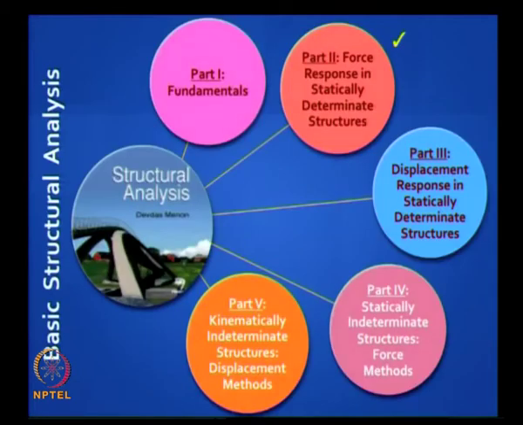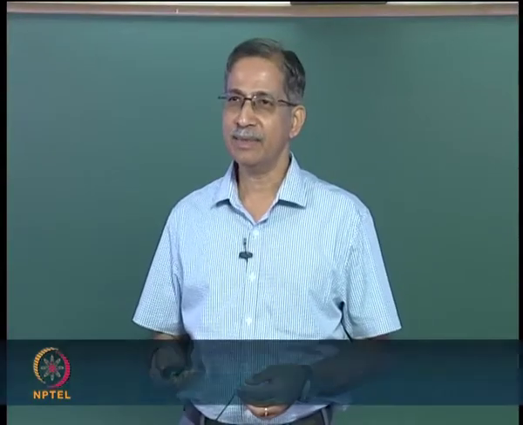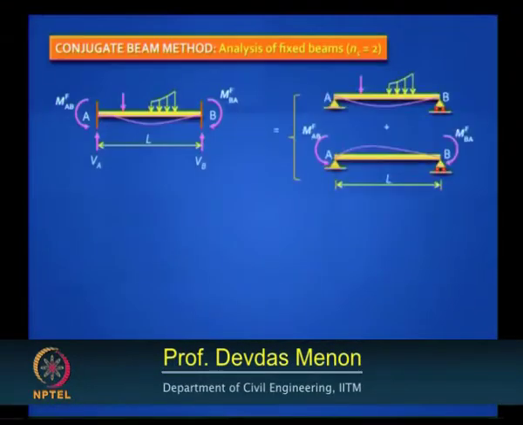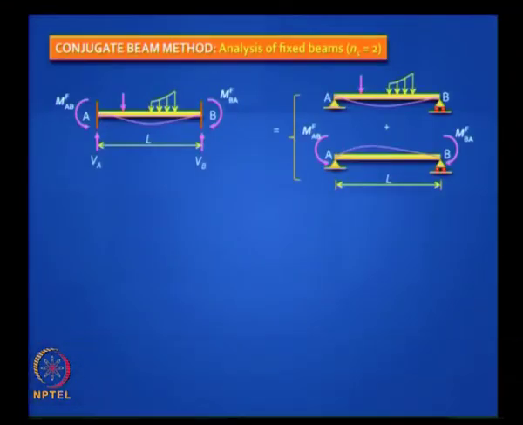So just to remind you, the book we are following is Structural Analysis, and you need to refer to the book to look at the problems and the solved examples. So we were looking at the conjugate beam method, and here you see how it can be applied to solving fixed beams. This is a fixed beam AB with arbitrary loading, gravity loading.